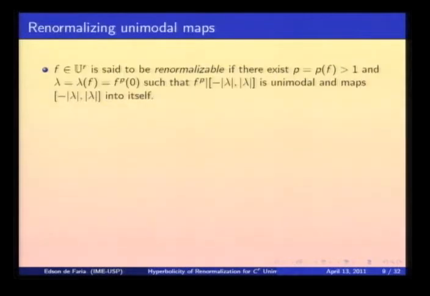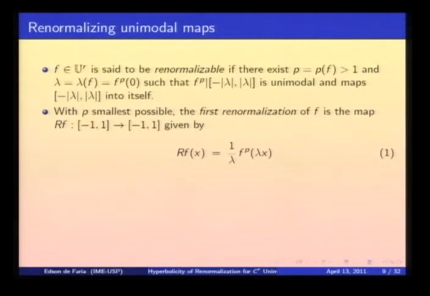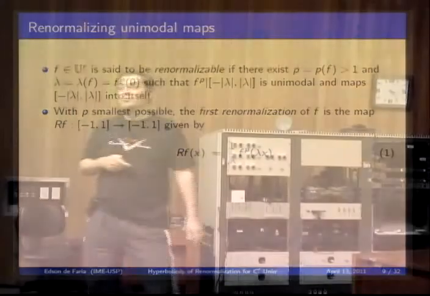Okay. So what does it mean to renormalize a unimodal map? So a map is renormalizable if you can find a number p, which is the period of the renormalization, such that if you look at the interval formed by f^p(0) and minus f^p(0), and you look at f^p restricted to that, that map is again unimodal and it maps this interval into itself. Okay? If this happens, you say the map is renormalizable with period p, provided p is the smallest possible with this property.